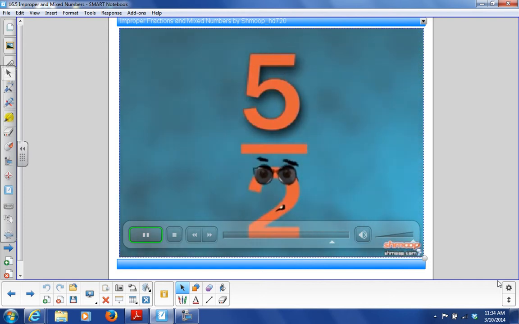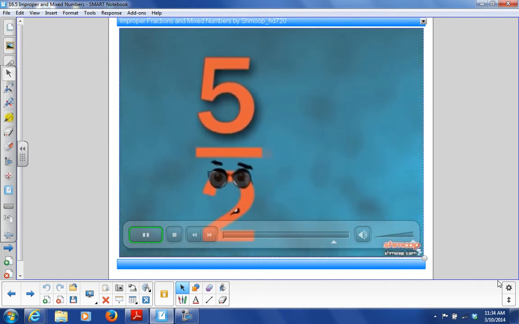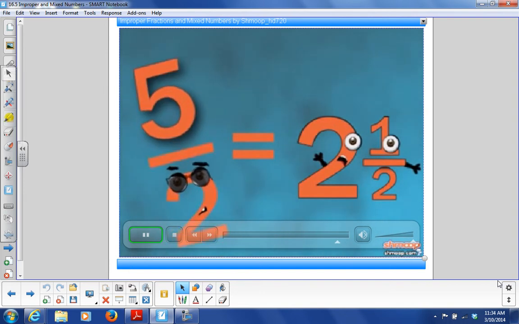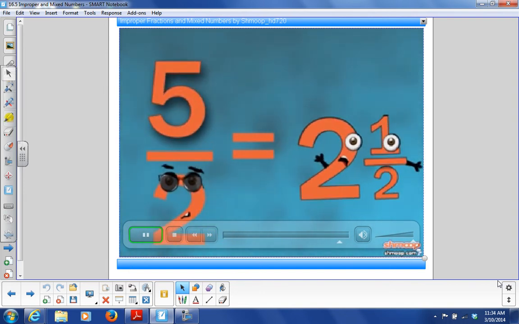So in the end, mixed numbers and improper fractions can express the same number in two different ways. It's up to you to decide which is better. Improper or mixed. Who am I?